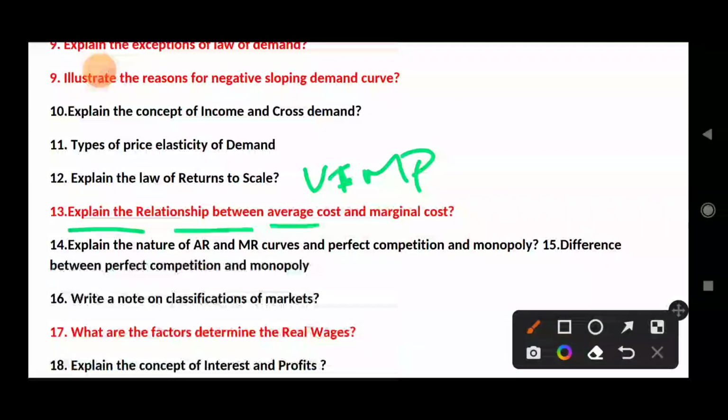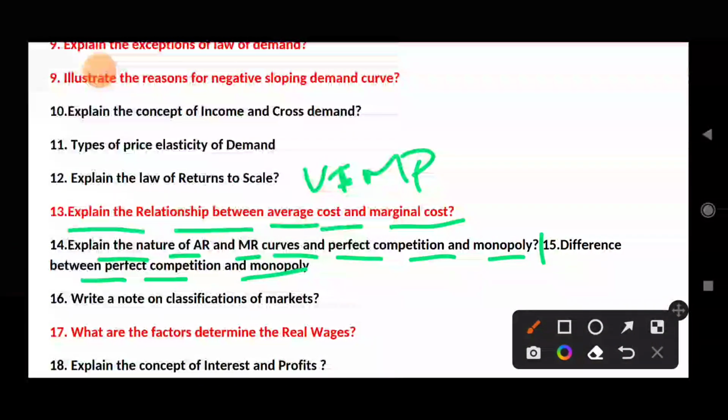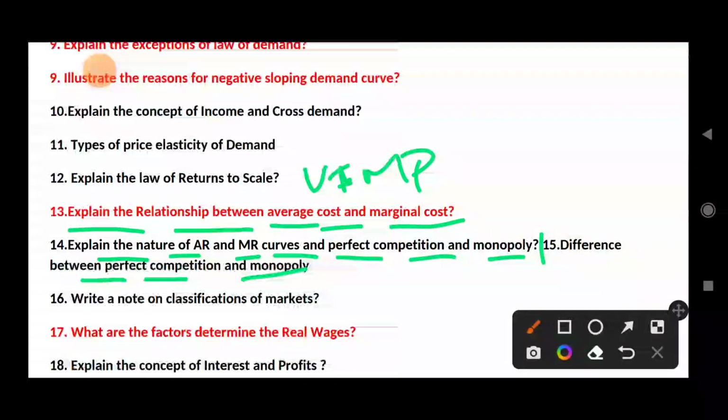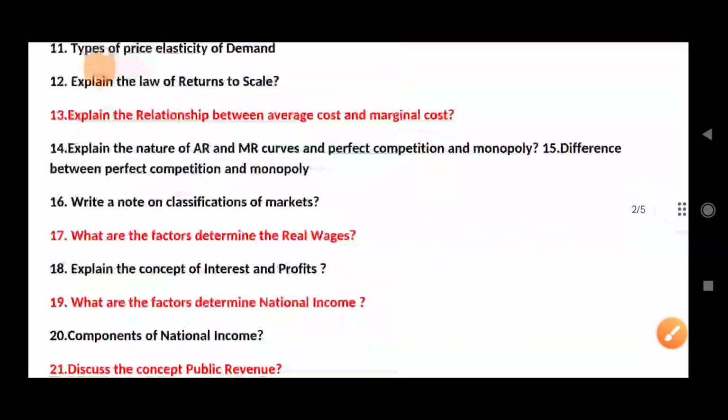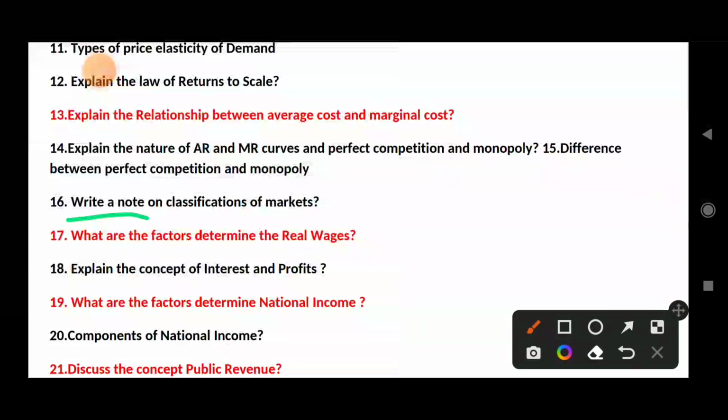Explain the relationship between average and marginal cost. Explain the nature of average revenue, marginal revenue curves under perfect competition and monopoly. Okay, this is next question. Difference between perfect competition and monopoly. That is 15th question. By mistake it has been placed there. Then 16th one, write a note on classification of markets.